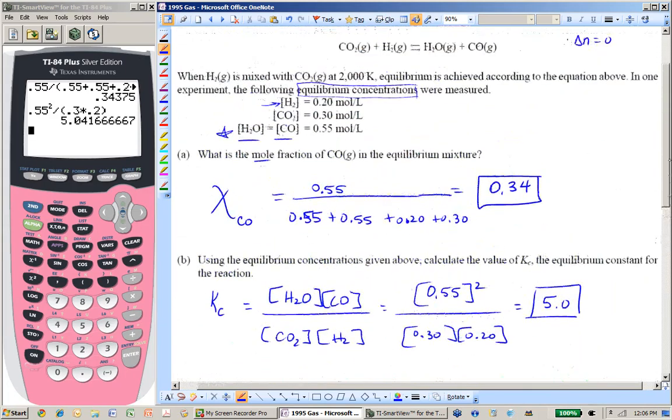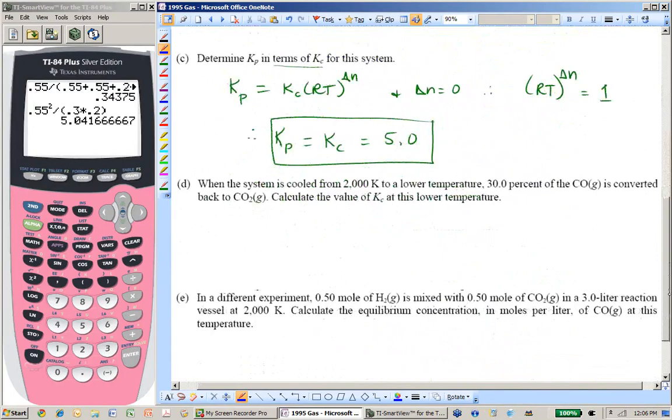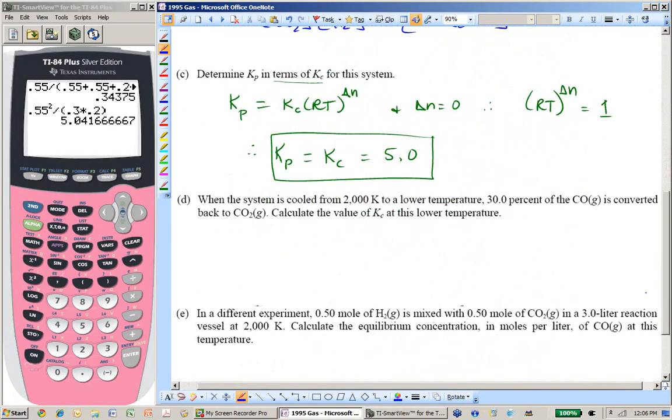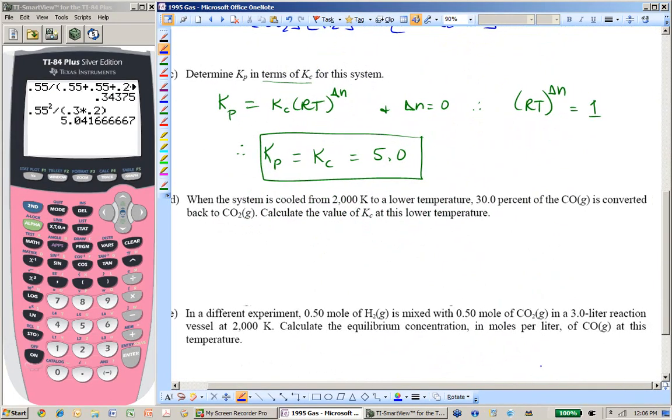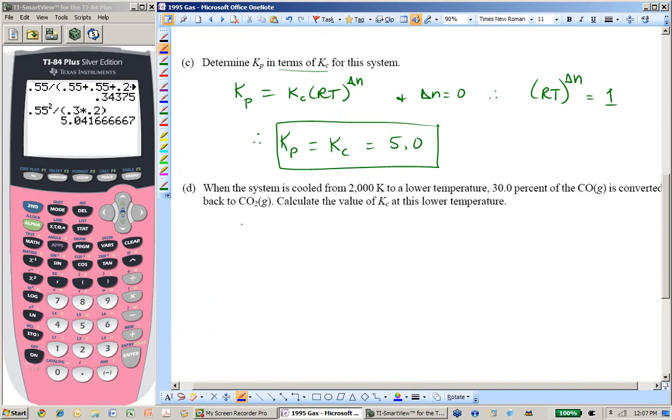All right, now I'm changing temperature, aren't I? We were doing this at 2000. Now the system is cooled from 2000 to a lower temperature. 30% of the CO is converted back to CO2. Calculate the value of Kc at this lower temperature. All right, now you're going to make me do an RICE table, aren't you? The only way to do this is to actually go through the whole rigmarole.